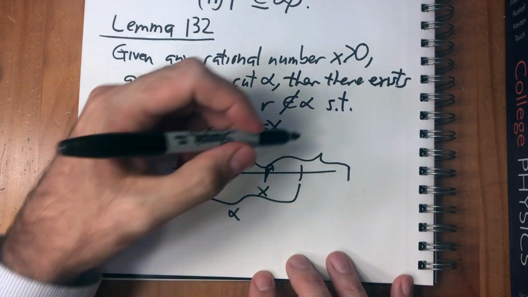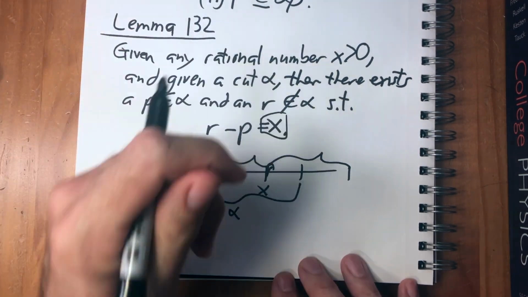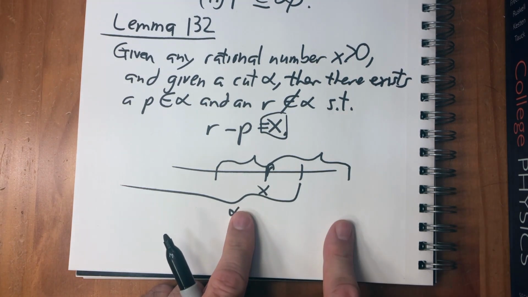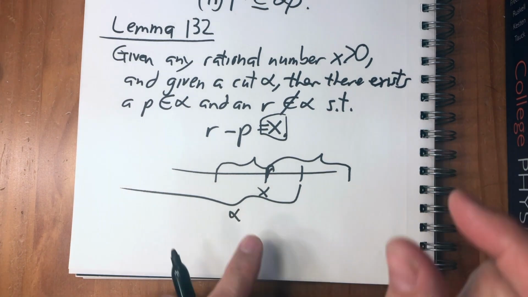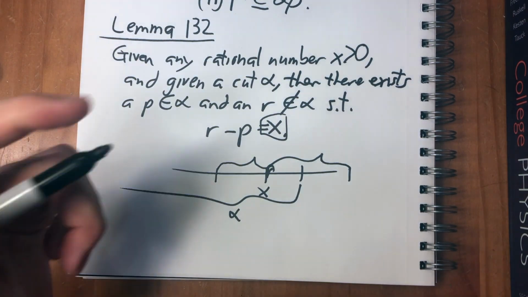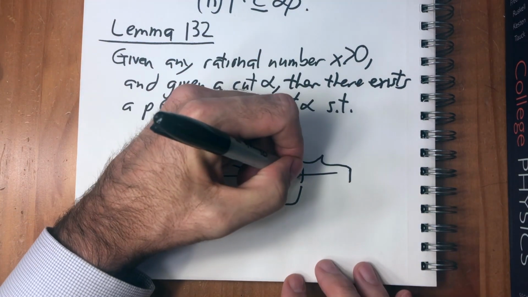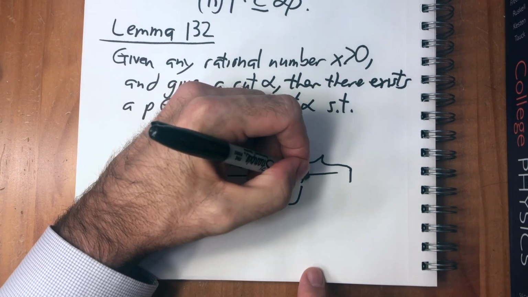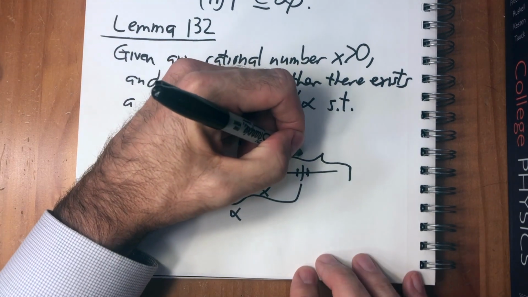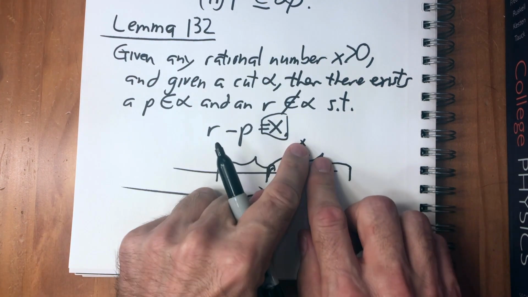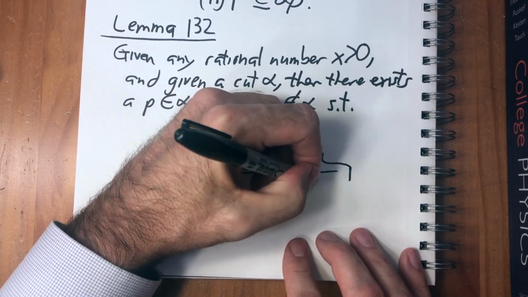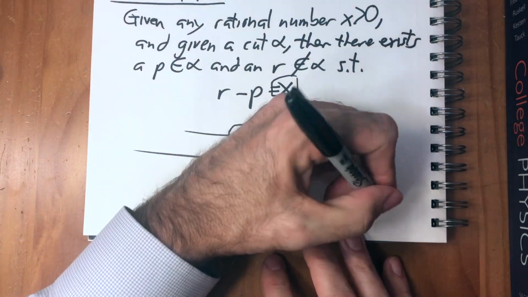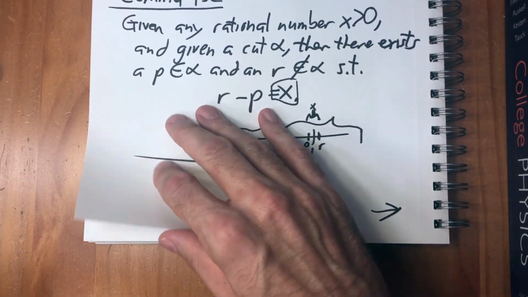So what this is saying is that for any number, there's going to be two numbers, one inside of alpha, one outside of alpha, that are x apart. So we're starting with x. So whatever this distance is, we'll be able to find one number that's inside of alpha and another number that's outside of alpha, that the distance between them is x, okay? That's what we're trying to do. So let's move to the next page to prove this.